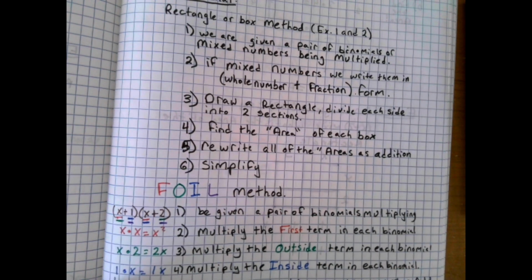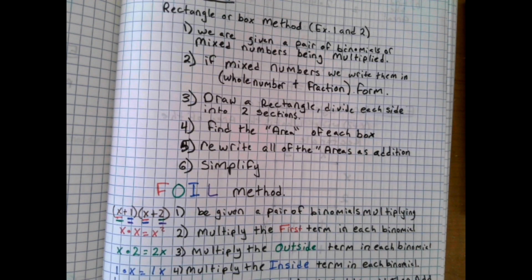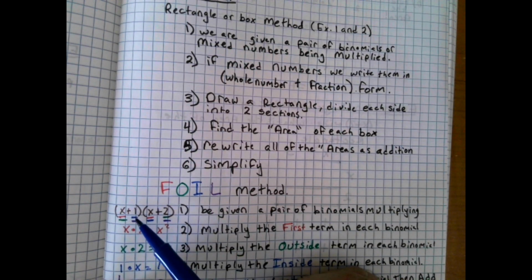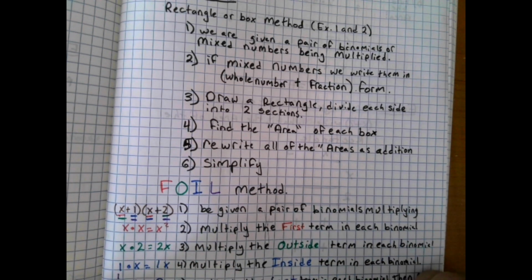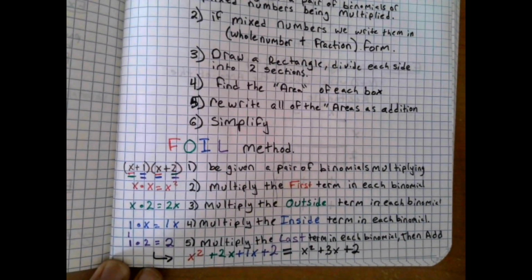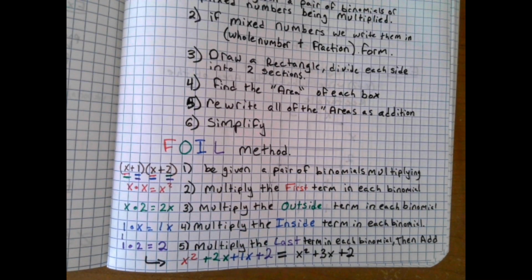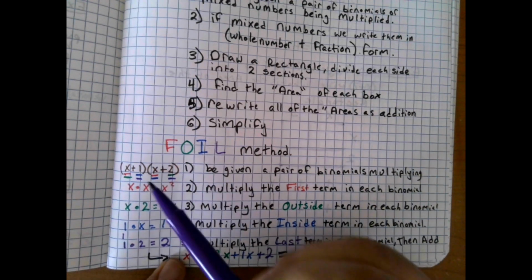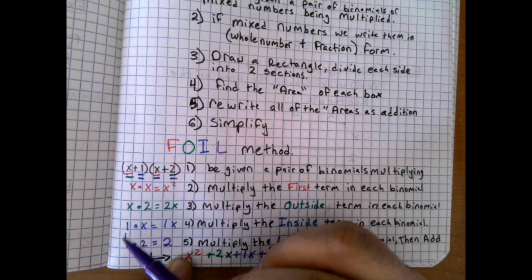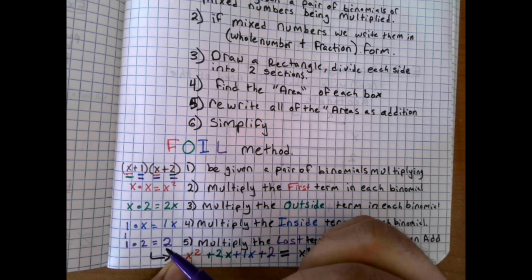And then our next step is the inside. The inside is the opposite of the outside. The inside of the numbers right here, the 1, the x. So we're going to multiply 1 times x and get 1x. That means we've multiplied the inside term. And now the last step is to multiply the last term in each binomial. The last term in this first binomial is 1. The last term in this second binomial is 2. So we're going to do 1 times 2, which is 2.